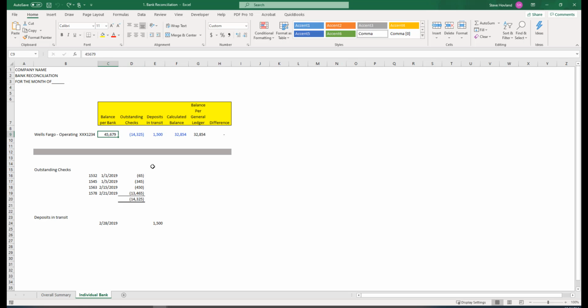So we say, here's the balance per bank, here's the outstanding checks, plus deposits in transit, here's the calculated balance, and then you compare that to your general ledger balance. In this situation, they happen to both equal. But if, let's just say my general ledger balance was 30,000, well, now I've got a difference of 28.54.